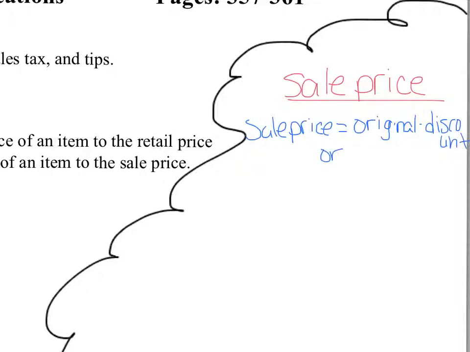Now, to do that, you're going to have to do a two-step problem, which is kind of what we did in the last section. You're going to have to actually find the discount, and then once you do that, you're going to subtract it from the original amount.